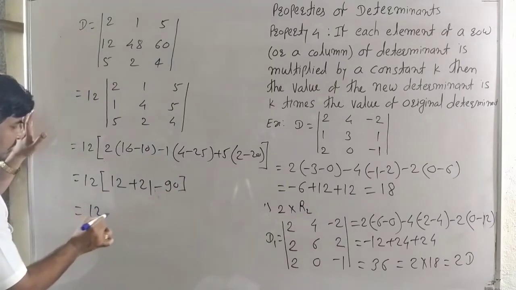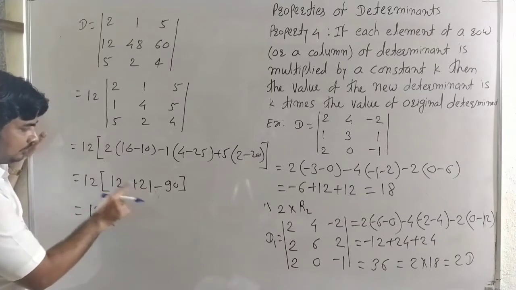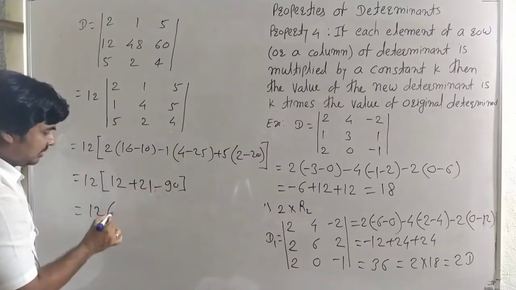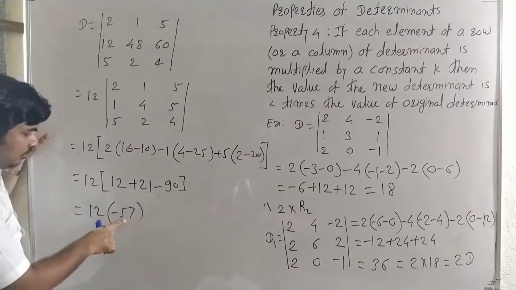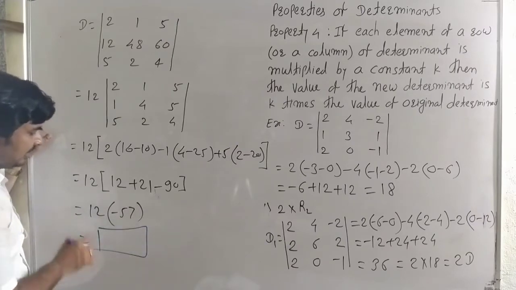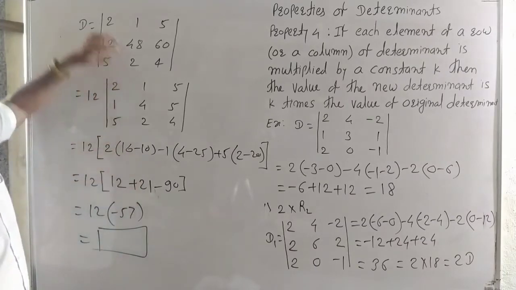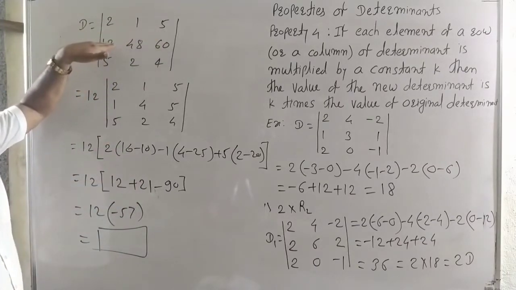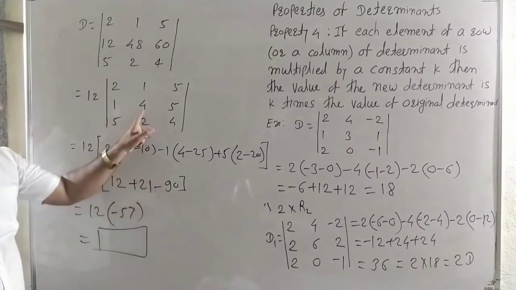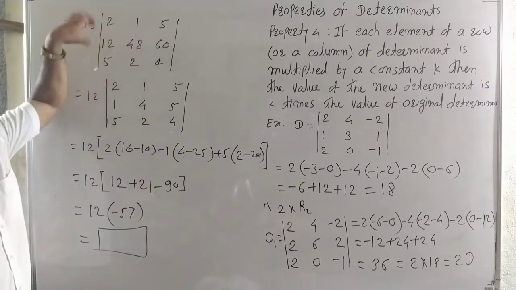And then 12 into, see carefully, 12 and 21 is 33 minus, therefore it is minus 57, and then 12 into minus 57. By using the property, or by finding the determinant directly, we get the same answer again. Here we use the property when we take common in a column or in a row.